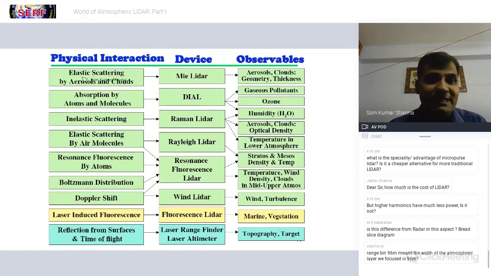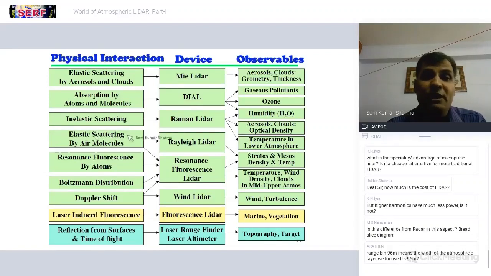So if elastic scattering is being used for aerosols and cloud, then it is Mie LIDAR. It is being used for aerosol, cloud, and geometry and thickness. Absorption by atoms and molecules, so this is differential absorption LIDAR, DIAL, and this is being used for gaseous pollutants, for a study of ozone and water vapor. Then if you exploit the inelastic scattering, then Raman LIDAR is there. By using Raman LIDAR, you can study the humidity, water vapor, aerosol, cloud density, temperature in the lower atmosphere, and atmospheric constituent. Very versatile. Raman LIDAR is very versatile, you can see.